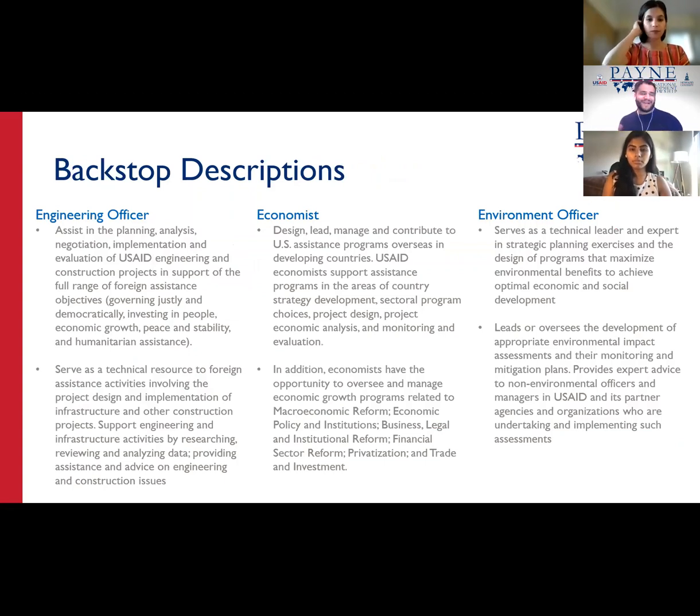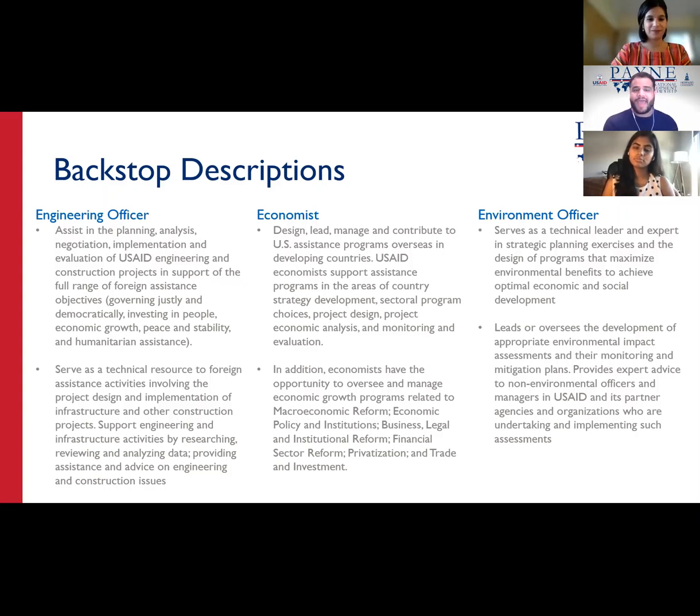So on to the three backstops we have represented. It so happens that we have the three E's: engineering, economist, and environment. And I know there's a lot of text on this slide, but I just want to give you a brief synopsis of what these backstops might be working on. So starting with engineering officers. Engineering officers provide technical expertise when it comes to construction, maintenance, infrastructure facilities, and other construction projects, right? Of course, engineering is in the name, so that's kind of what you're going to be focusing on.